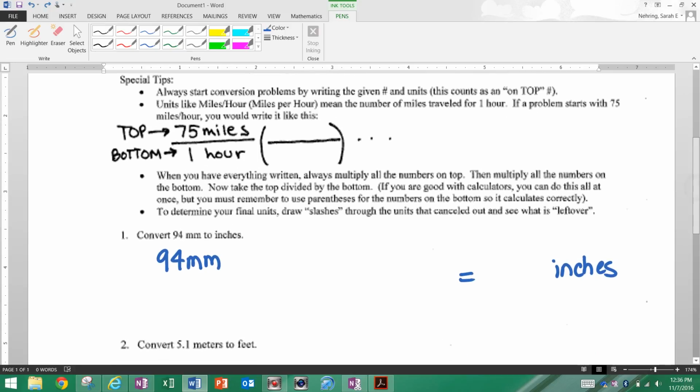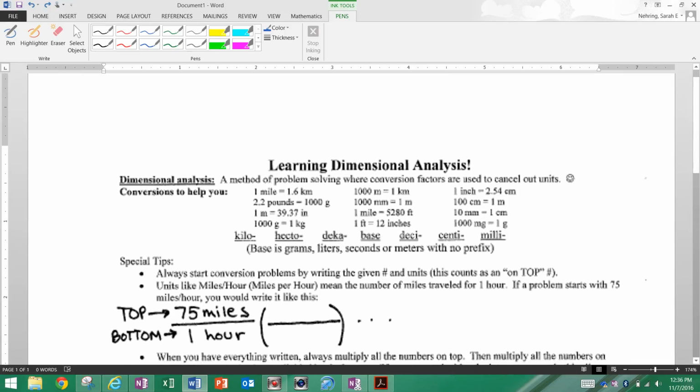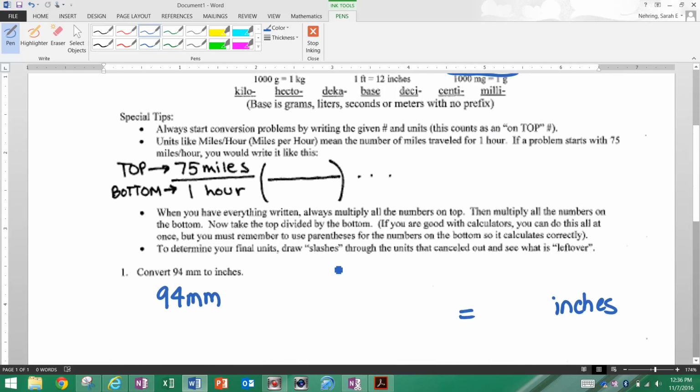So problem number one, I'm trying to convert 94 millimeters to inches. I'm going to look up here at the top and see if there's anything useful. I know the relationship between inches and centimeters is given right here. And what else involves centimeters? This thing right here. So it looks like I've got two pieces of information. I know that 1 inch is 2.54 centimeters, and I also know that 10 millimeters is 1 centimeter. So how can I use this?